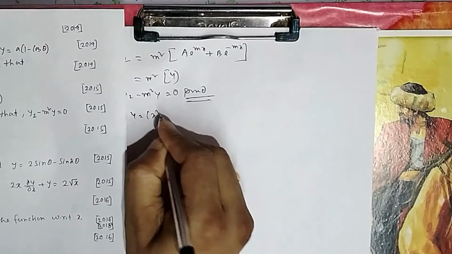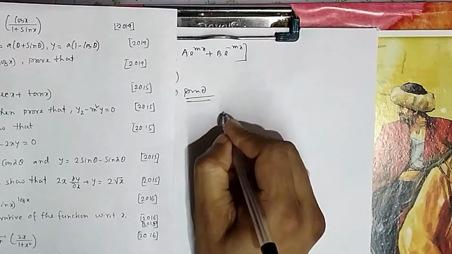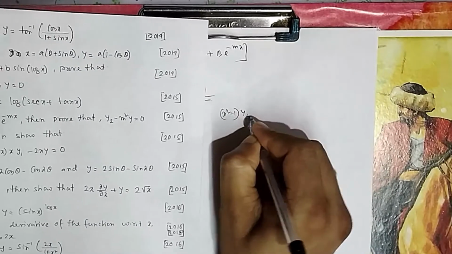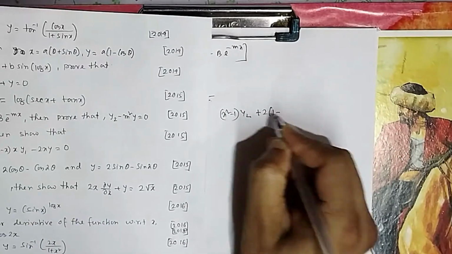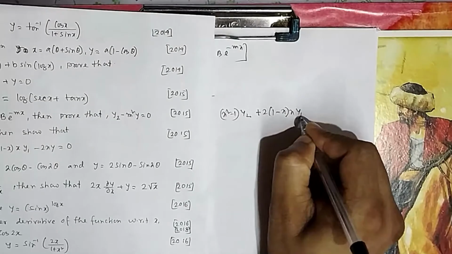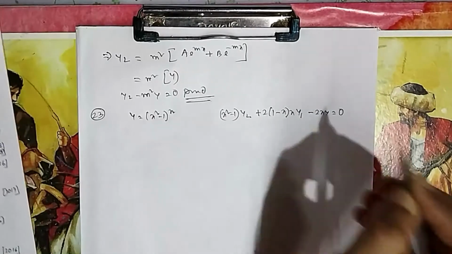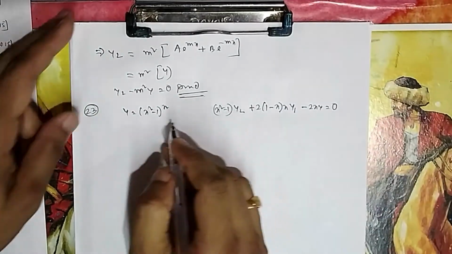So again the proof type: y is equal to (x² − 1)^n, and you have to show (x² − 1)y₂ + (1 − x)... sorry, plus (1 − 2x)... x y₁ − 2n y is equal to 0. So again, before going to the second derivative we have to check.